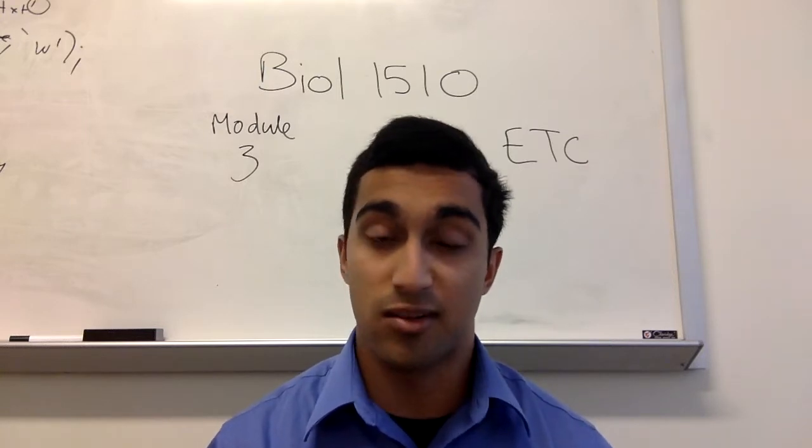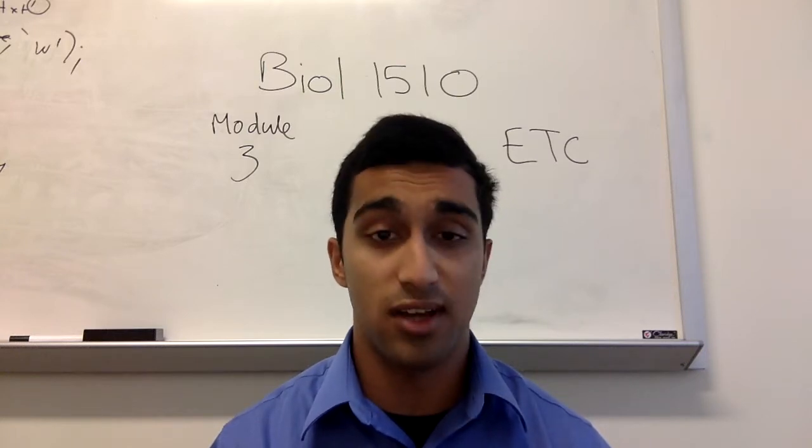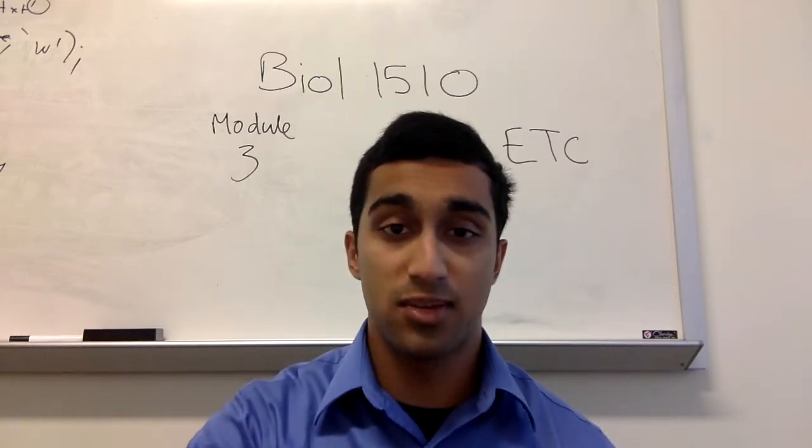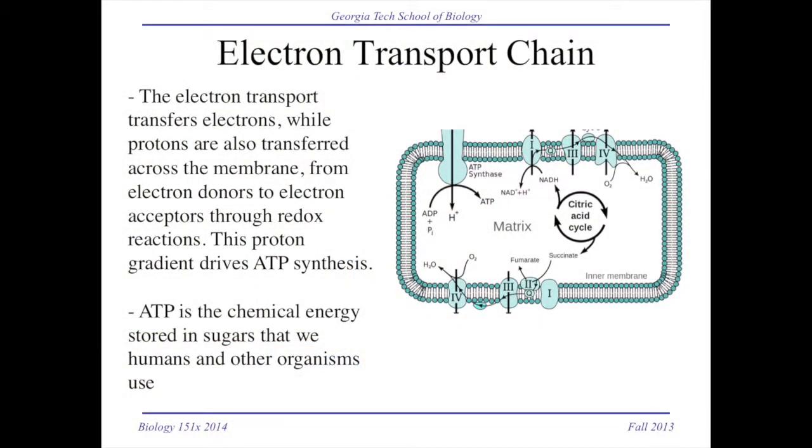Anyways, today we'll be talking about the electron transport chain, and I have a really cool bacteria to show you guys in class. So, let's begin with the electron transport chain. Now, I have a neat little diagram here showing the electron transport chain. And as you guys know, basically what we use the electron transport chain for is ATP synthesis. And from the readings, you guys should have acquired that ATP is the chemical energy stored in sugars that we humans and other living organisms use.